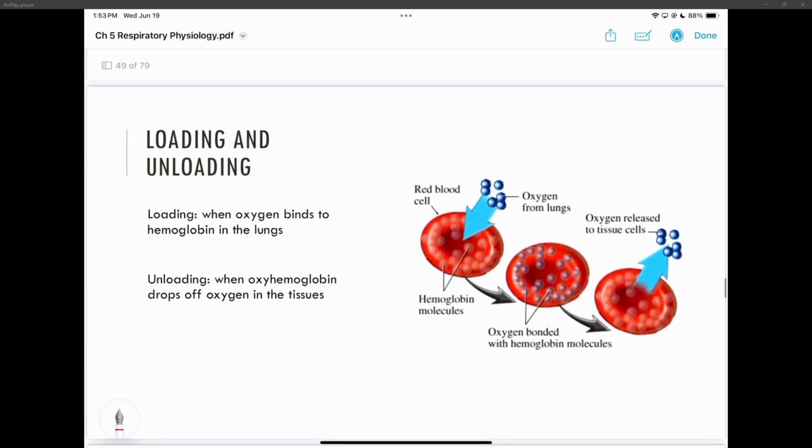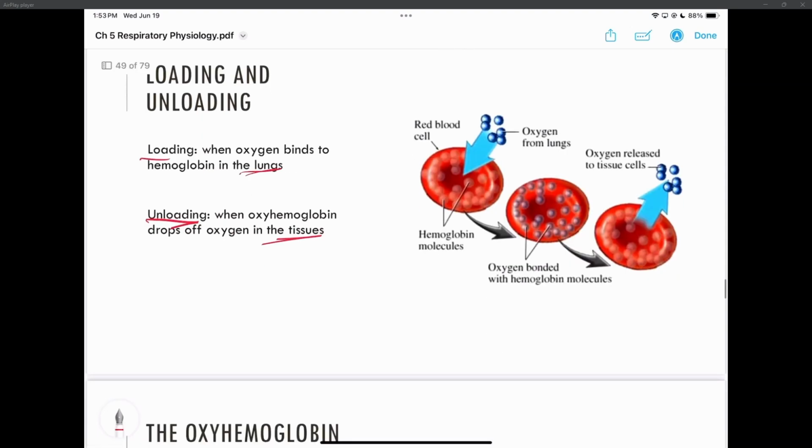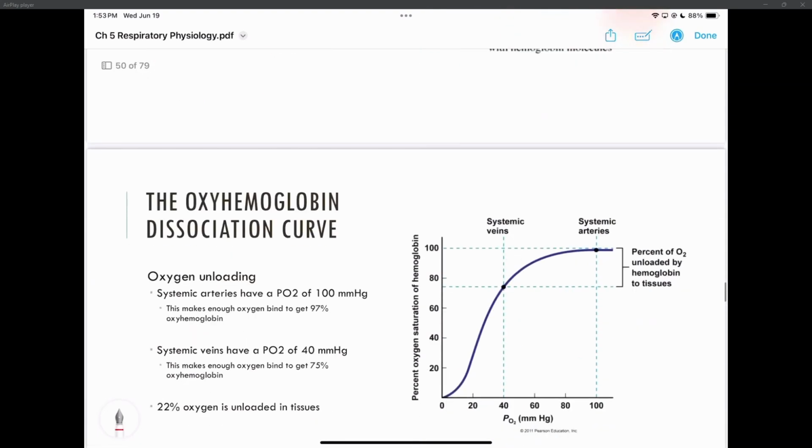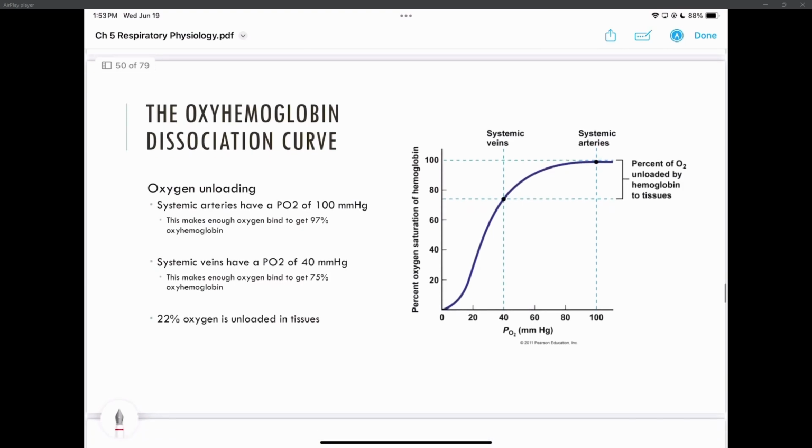We have to load oxygen, we have to get rid of it. So when we talk about loading of oxygen, loading always occurs in the lungs. Unloading is in the tissues. So we're going to learn how we get oxygen and how we unload it into the tissues, and what kind of things will favor that to happen. So here's an oxyhemoglobin dissociation curve.